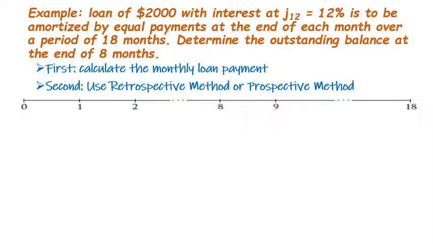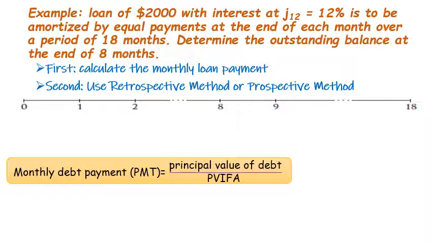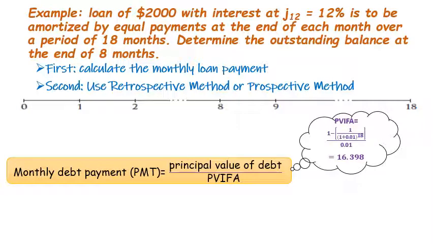Depicting the timeline, monthly debt payment will be obtained by dividing the principal value of debt over present value interest factor for annuity. Present value interest factor for annuity can be obtained by calculating this equation, in which we will divide 1 over 1 plus 1% power number of months, which is 18, over 1%, which is the monthly interest rate, to get 16.398. This is the present value interest factor for annuity.